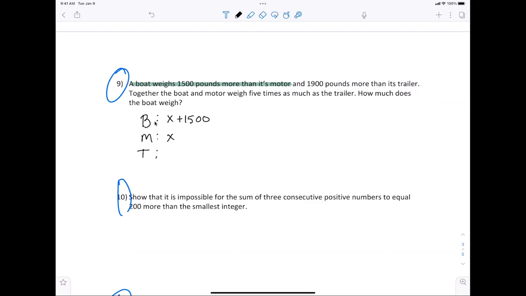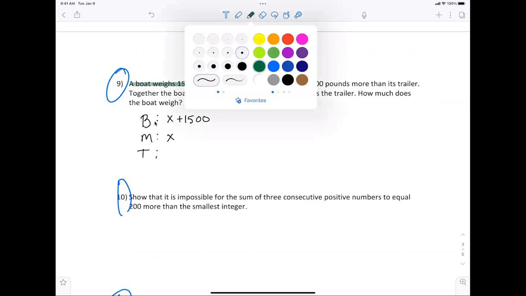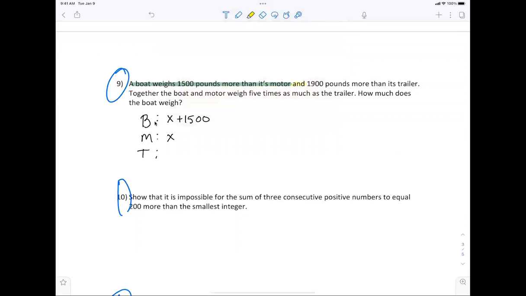Then it says, and is referring to what? The boat. The boat weighs 1,900 pounds more than the trailer. But the boat has already been defined. So if the boat weighs 1,900 pounds more than the trailer, then the trailer weighs 1,900 less than the what? The boat. That's what everybody needs to be paying attention to.